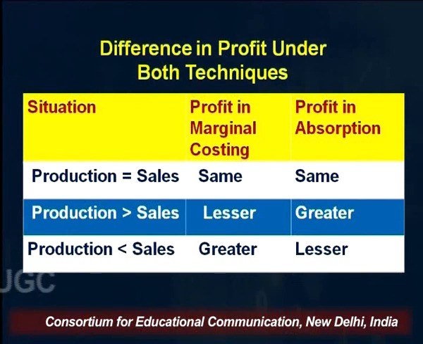Now, at times my students ask me, sir, why does this happen? Why, when production is less than sales, is my profit greater? When your production is less than sales, what does it mean? It means you are going to exhaust, you are going to consume your opening stock as well. Otherwise, how would you sell? How would you convert it into sales?